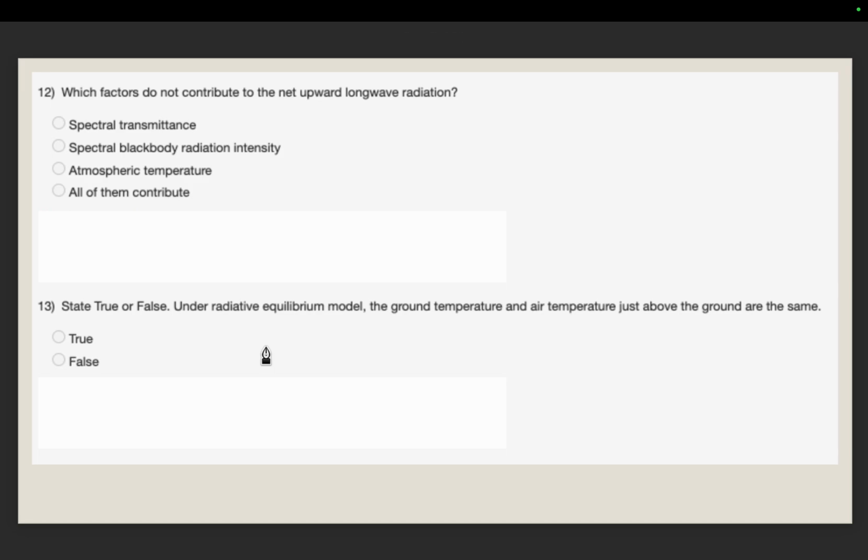Now question 12. Which of the factors don't contribute to the net upward long wave radiation? Spectral transmittance, spectral blackbody radiation intensity, atmospheric temperature, and all of these contribute. Which factors do not contribute to the net upward long wave radiation? Atmospheric temperature.